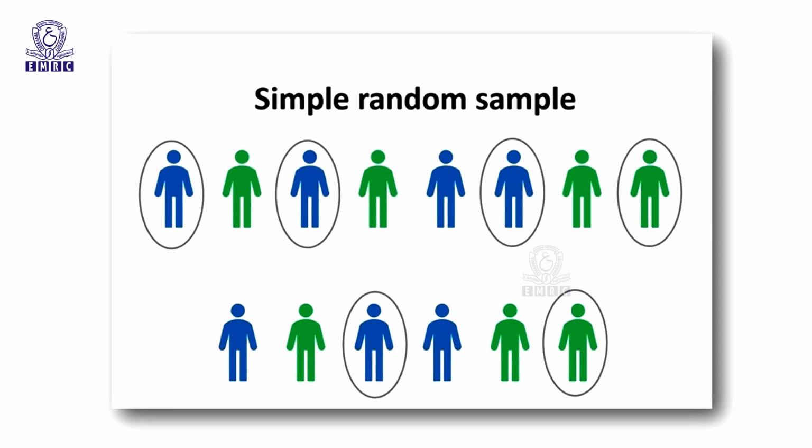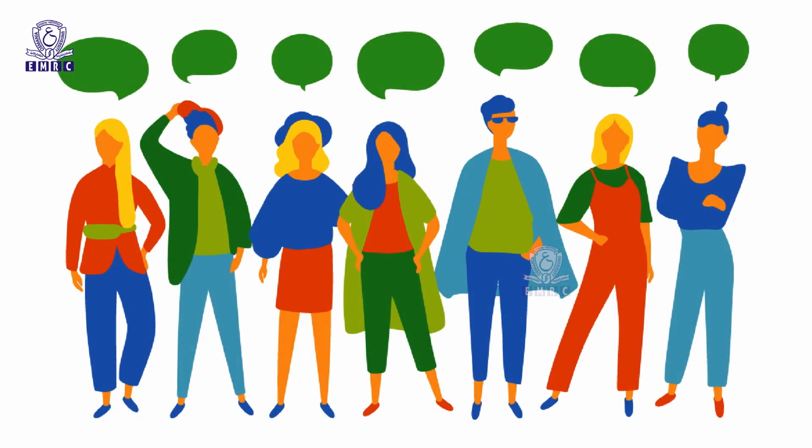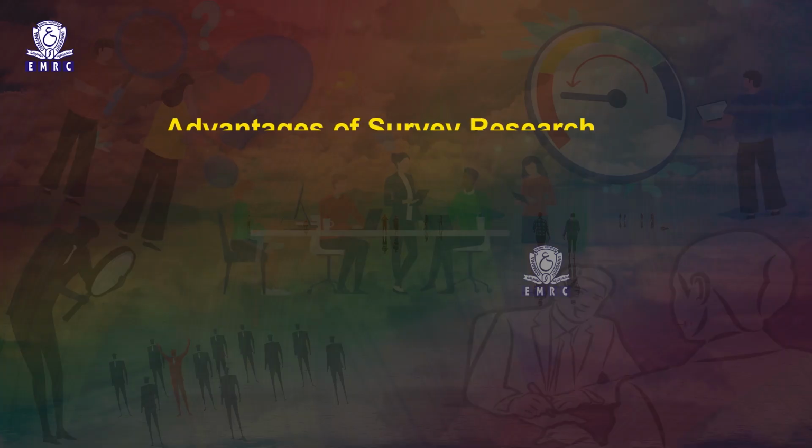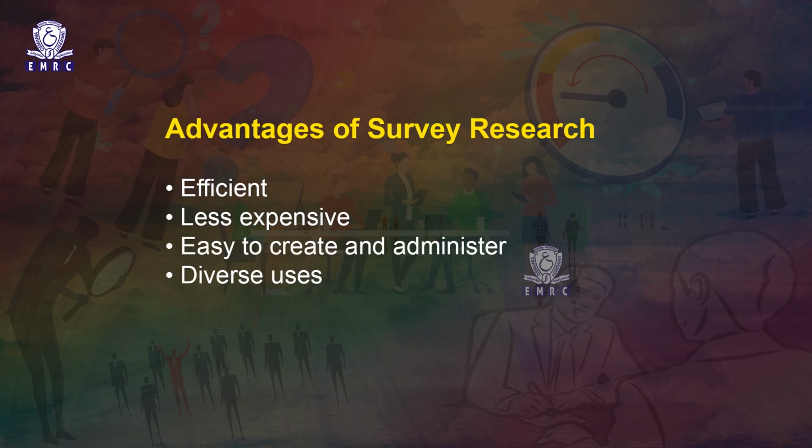While random sampling is generally used to select participants, response rates can bias the results of a survey. The social desirability bias can also lead people to respond in a way that makes them look better than they really are. Advantages: a survey is more efficient, less expensive, easy to create and administer, and has diverse uses.